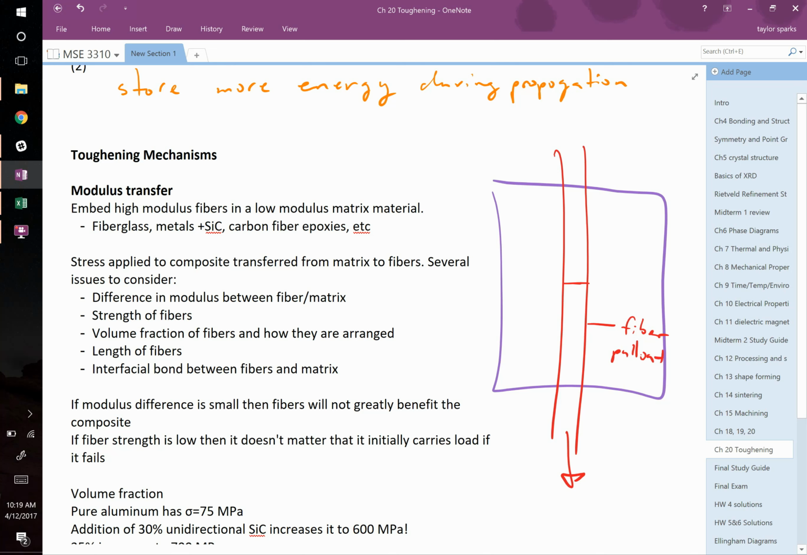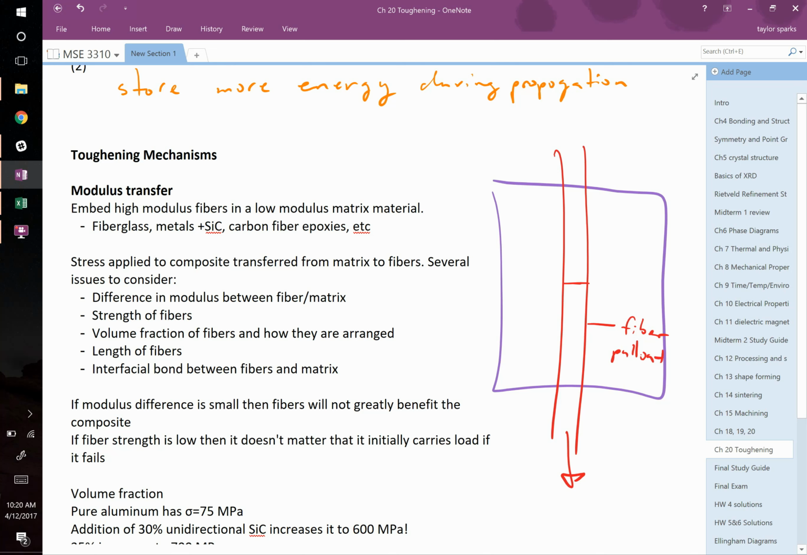Really low, right? On the order of a gigapascal. As opposed to ceramics, which are several hundred gigapascals. I think epoxy is probably even less, probably sub 1 gigapascal, right? And then fiberglass, you have glass fibers running through it.